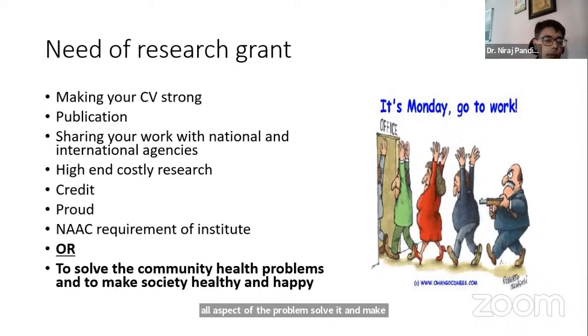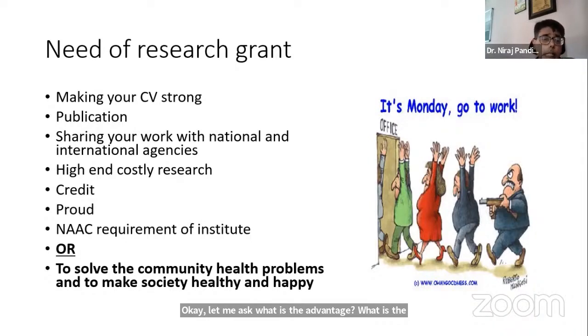See, the funder is always interested in how you are solving the problem. The funder is not just giving the fund. Accountability is very important. You cannot say, okay, give me 1 crore rupees, I will do this research. They will ask what is the advantage? What will be the outcome? What will be the advantage to the community?